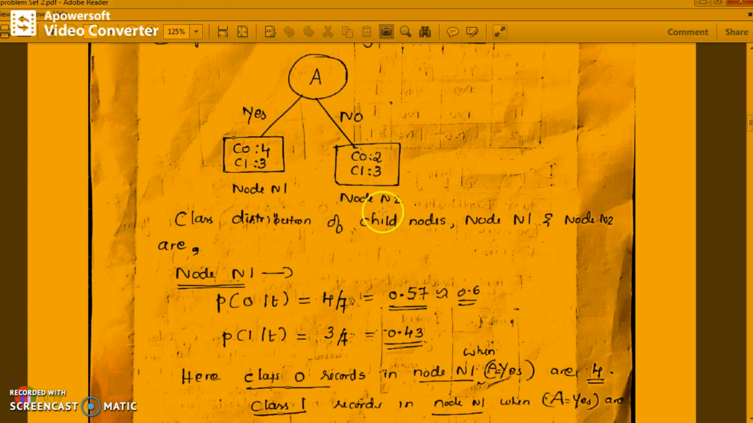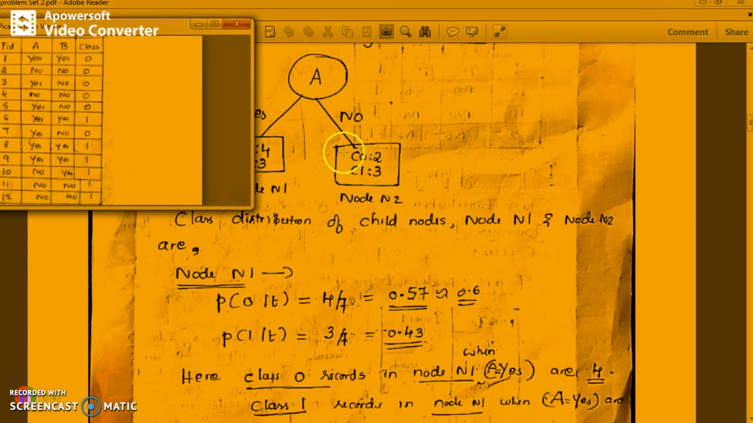See, we have taken the attribute A, and we have just now computed the class distribution for node n1. Similarly, now for the other node, that is the right node n2 also, you calculate the class distribution. So remember here, once again you have to go to the data set.